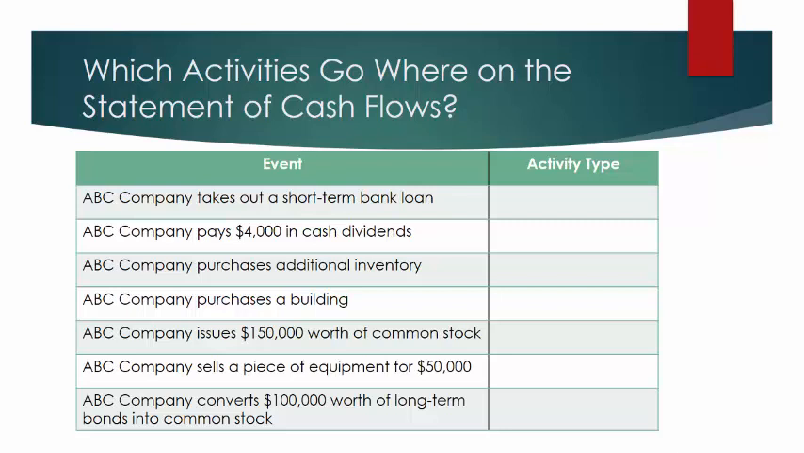ABC Company takes out a short-term bank loan. Short-term is the operative word here, which means this loan is for less than a year. And if it's for less than a year, it is a current liability, and current liabilities on a statement of cash flows go in the operating section. ABC Company pays $4,000 in cash dividends. Well, that is a withdrawal account, and the reason we are withdrawing money from the business is to give it to our owners who have equity in our business, and equity goes in the financing section.